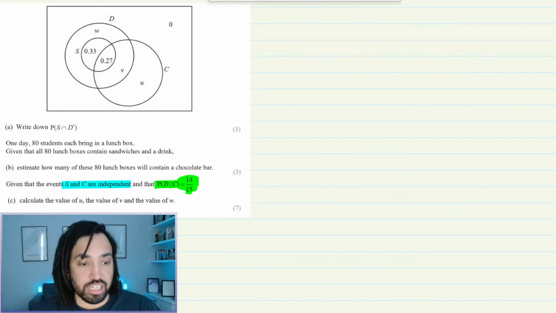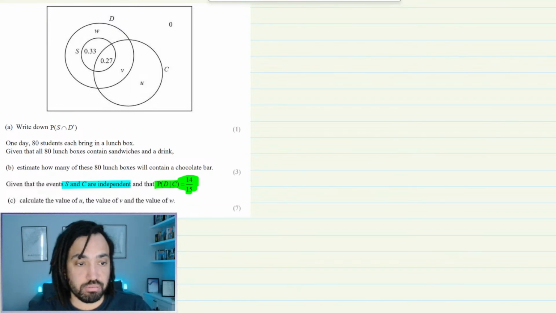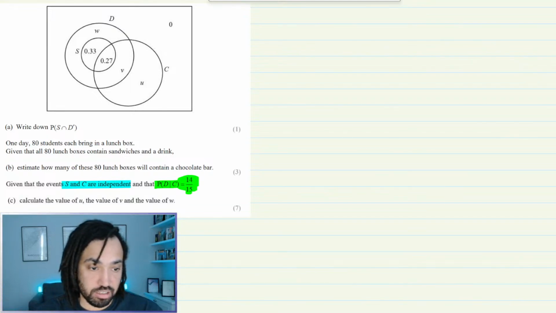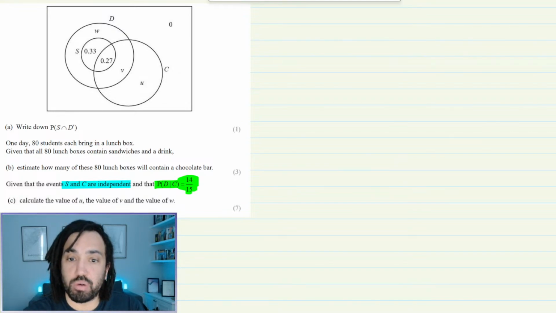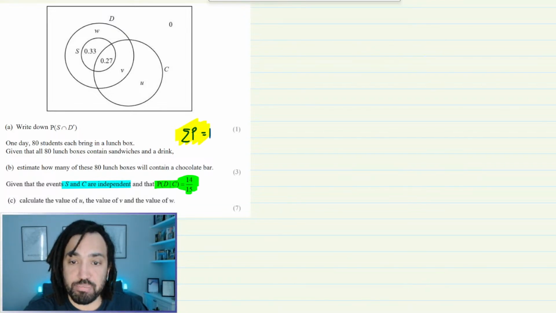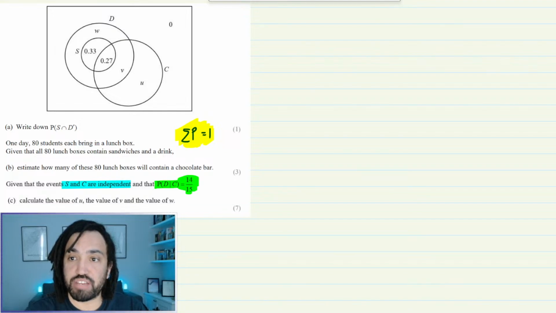So can I leave it as a fraction? You can leave it as a fraction if you want to, but I think the answer was 36, no? So I don't know if we want to leave that as a fraction. They all add up to 1, absolutely, yes. So we've got another one, which is the sum of all the probabilities is equal to 1. So we're going to use these 3 bits of information to solve this 7-mark question.